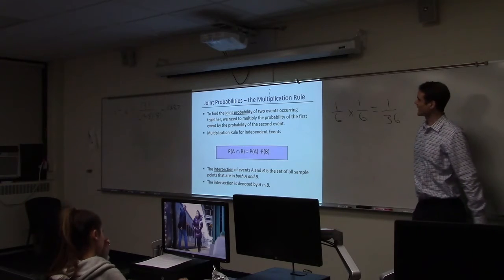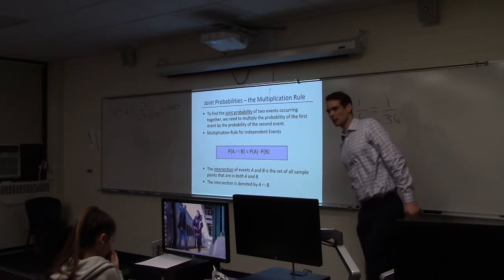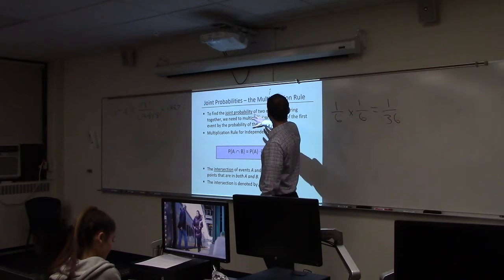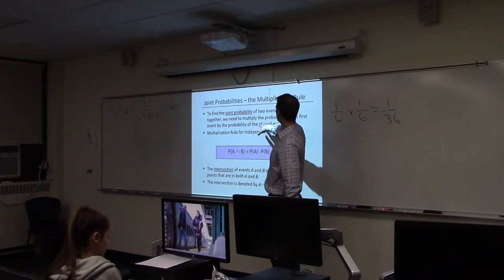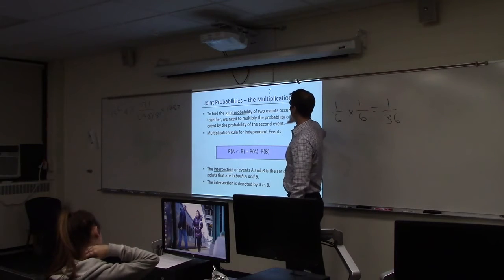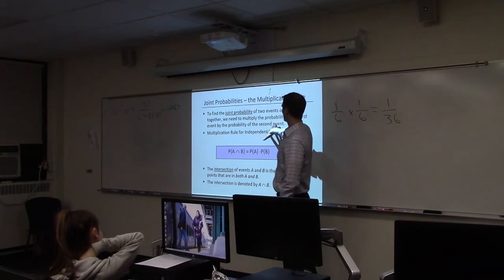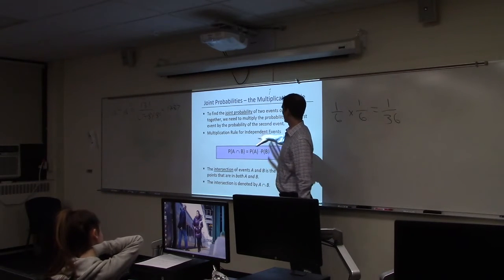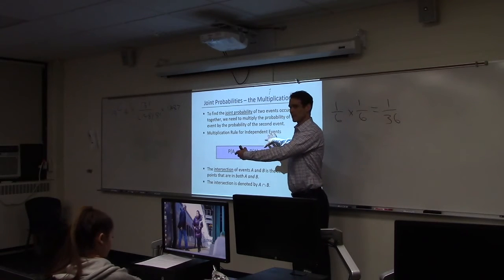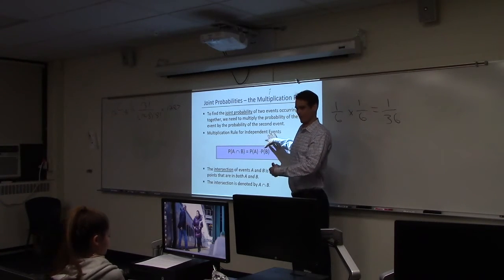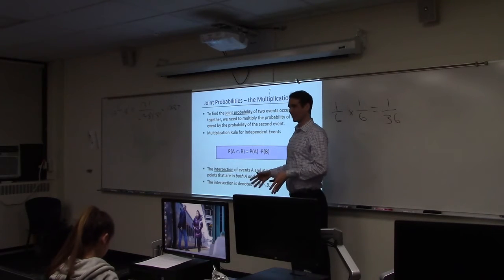This is the multiplication rule of probability. To find the joint probability of 2 events occurring together, we need to multiply the probability of the first event by the probability of the second event. Multiplication rule for independent events. Independent means the second event is not affected by the outcome of the first event. They're completely independent.